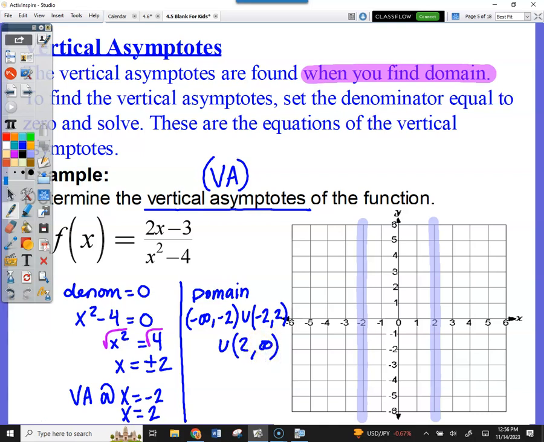So if I was to say to you, what is the domain here? It would have 3 different sections. Remember, it's the whole number line. You're just skipping over those values you found when you solved the denominator for 0. That's all it is.